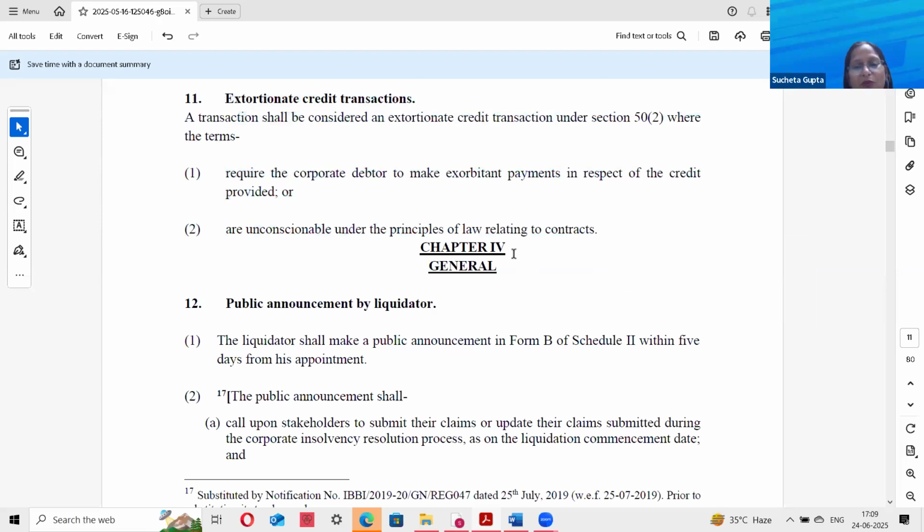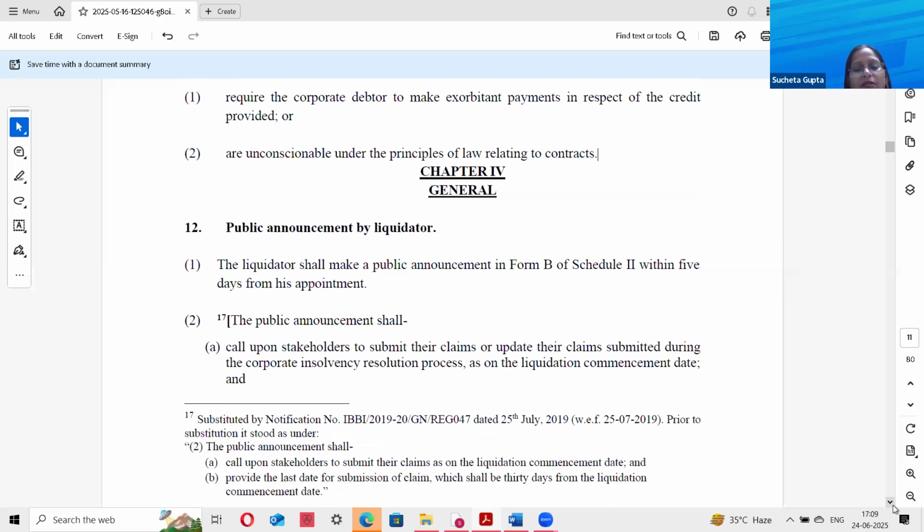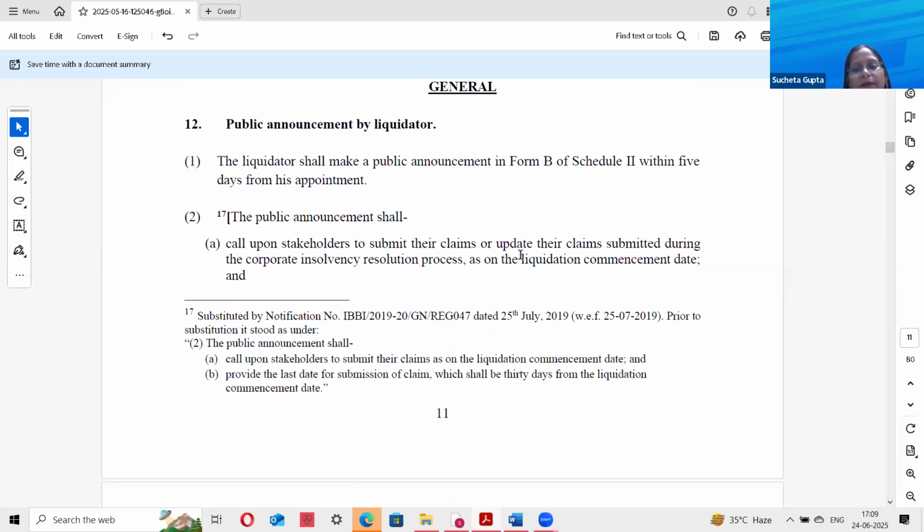Now, chapter 4 has started: the public announcement by the liquidator. The liquidator shall make a public announcement in Form B of Schedule 2 within 5 days from his appointment. The public announcement shall call upon the stakeholders to submit their claims or update their claims submitted during the CIRP as on the liquidation commencement date.